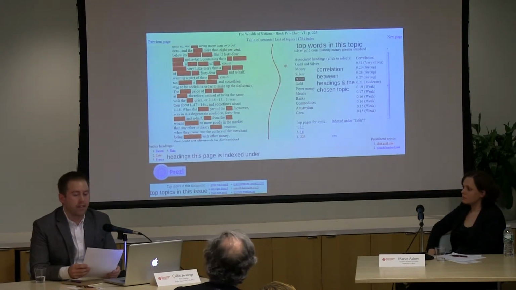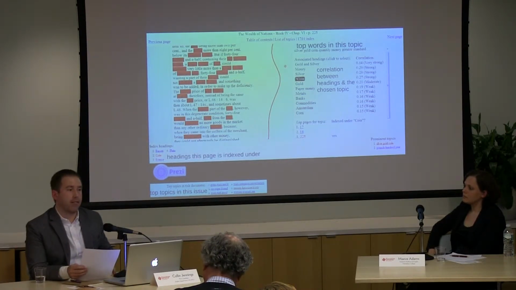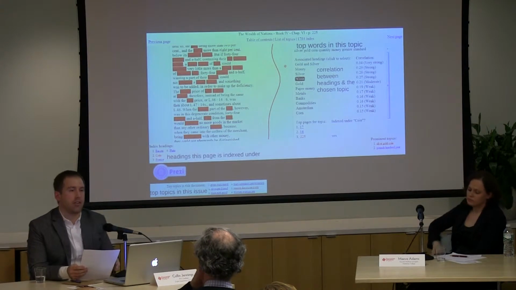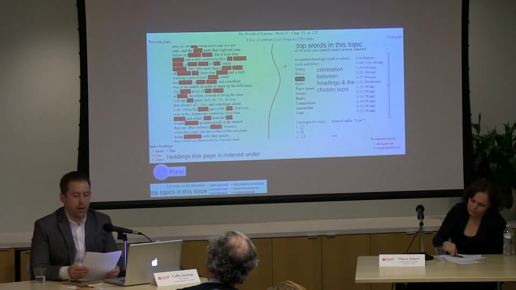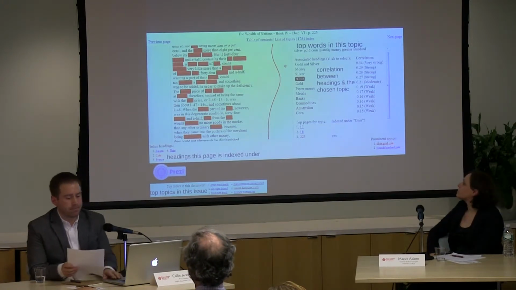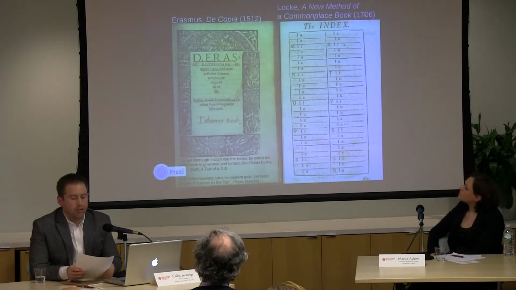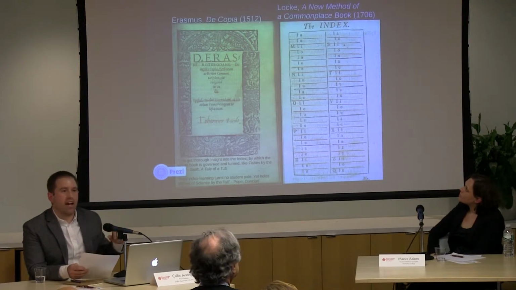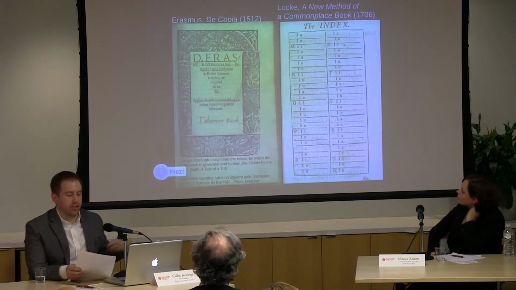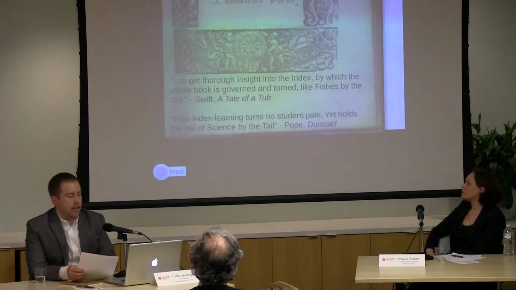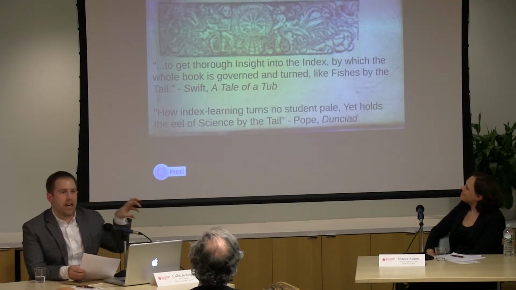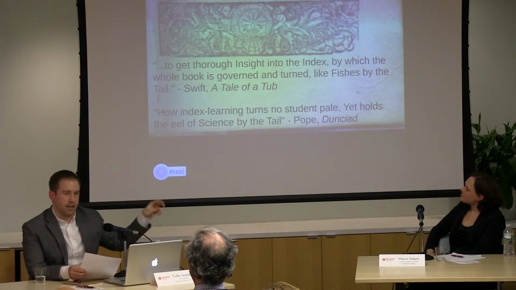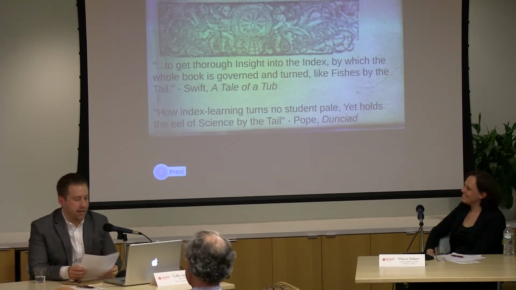Scholars of rhetoric and media, such as Walter Ong, John Guillory, and Richard Yeo, have sketched this transformation of the topic from the 16th century with the composition of Erasmus's De Copia through the 18th century with John Locke's A New Method for a Commonplace book in 1706. And also even looking at things like attacks on the rise of index learning in the early 18th century made by writers like Jonathan Swift and Alexander Pope, who argue that this notion of index learning was like trying to master a body of knowledge just by trying to control fish by grabbing the tail.